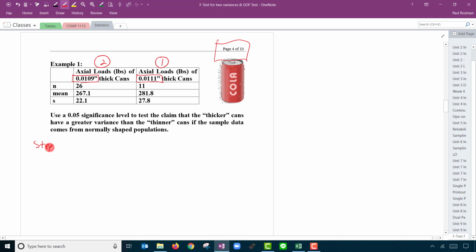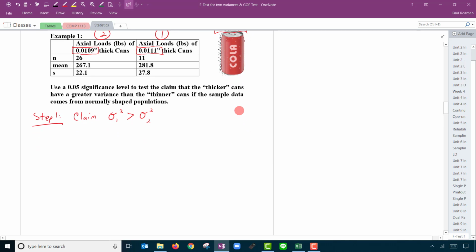Let's start writing it out. Formal steps. Step 1, the claim is that the thicker cans, which is group 1, have a greater variance than the thinner one. So that'll be sigma 1 squared is greater than sigma 2 squared. That's their claim. These units were in pounds, so our variances would be in pounds squared.